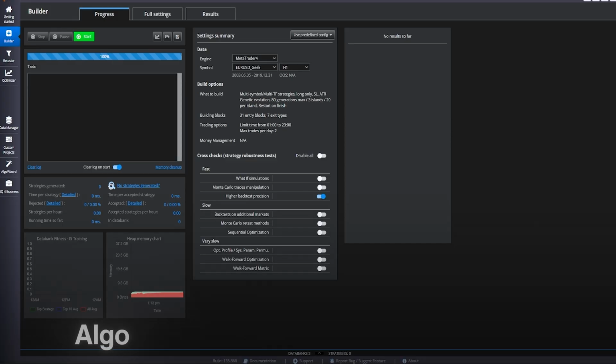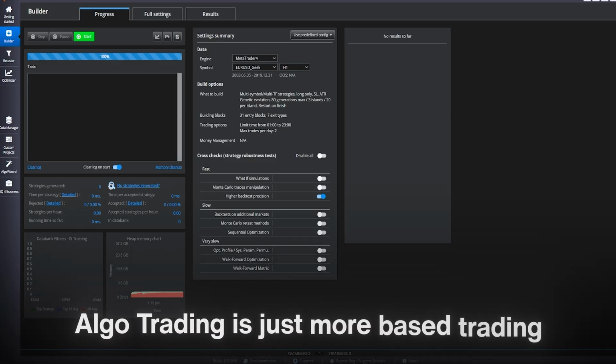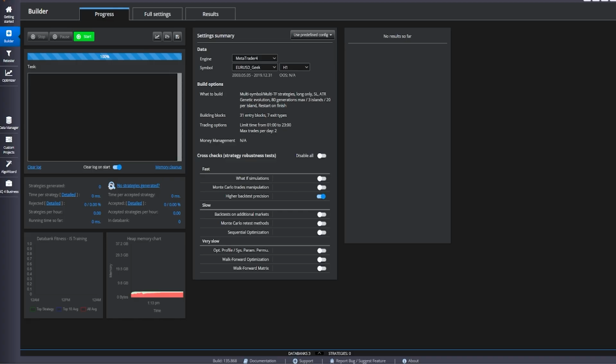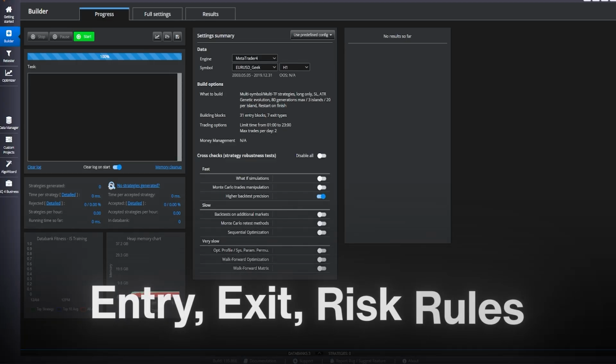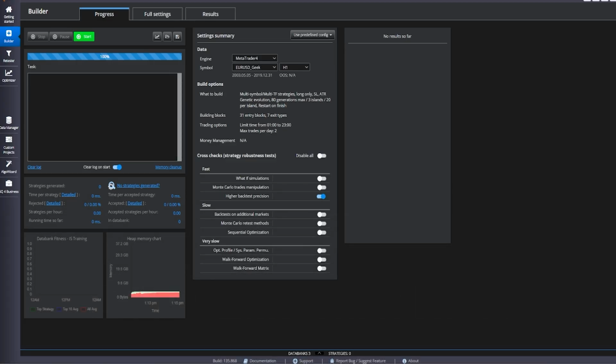So essentially, algo trading is just rule-based trading. If you have a true mechanical strategy, you can turn that into an algorithm. Put in its simplest way, it just needs entry rules, exit rules, risk rules, like your risk management, and some potential optional filters, like the time of day or a trend filter or something like that.